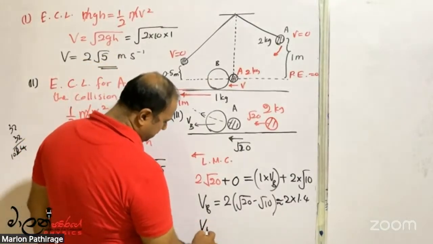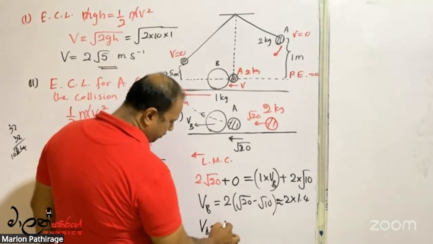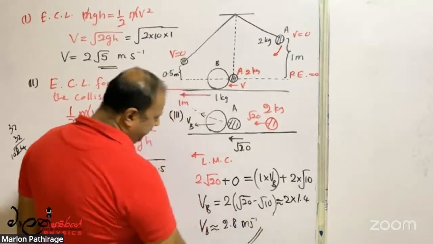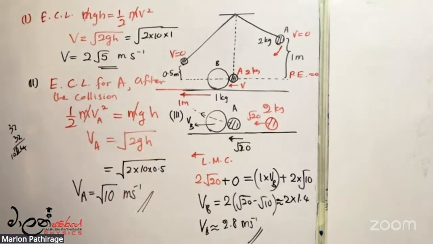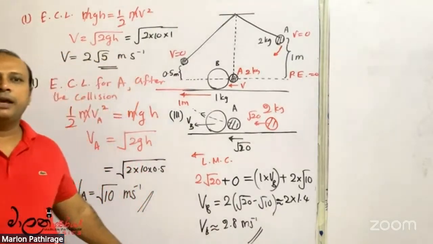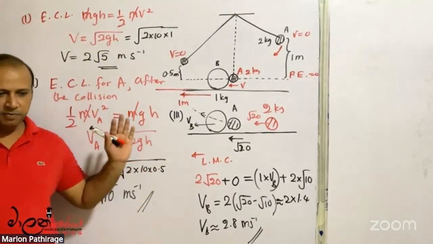Approximately PB is equal to 2.8 m s⁻¹. This is an approximate figure. Did you get my calculation? If you got my calculation, please raise your hand.